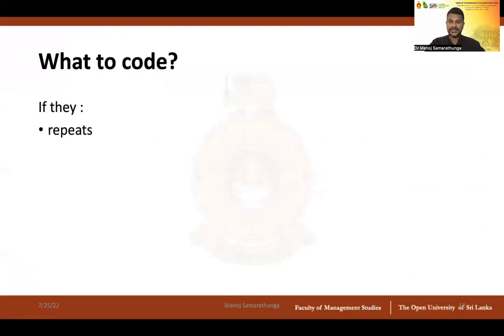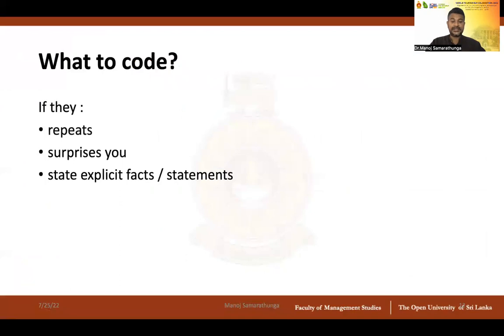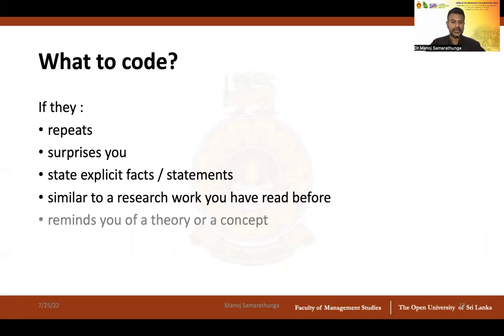If they repeat, you can code. If some facts are surprising, you have to code. If they state explicit facts or statements, you have to code. If it is similar to a research work you have read before, you have to code. And if it reminds you of a theory or a concept that you have read before, again, you have to code it.